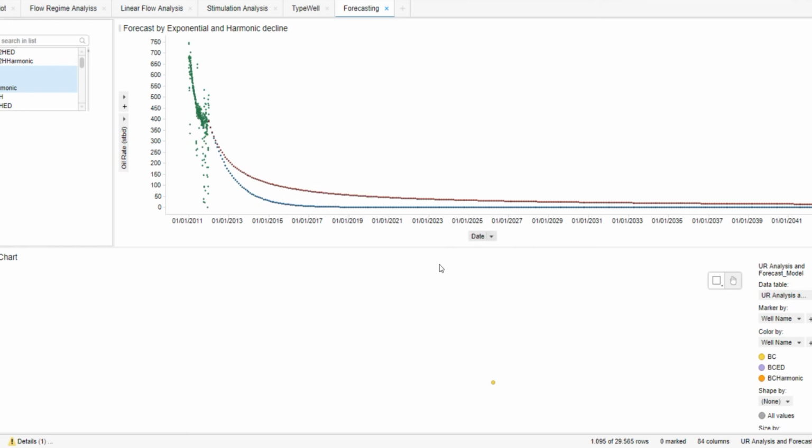So for this dashboard, I conclude now. This is what this dashboard can help you with in analyzing and forecasting your unconventional wells. And thank you for your time.